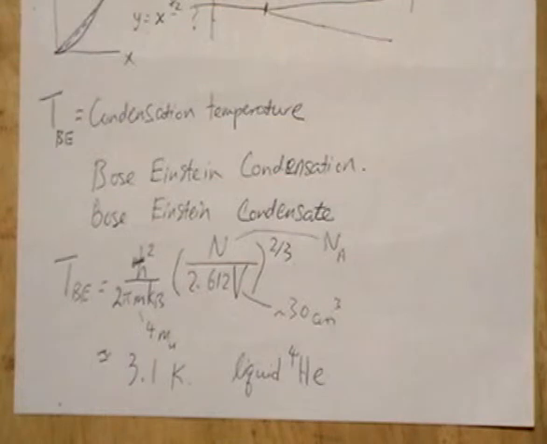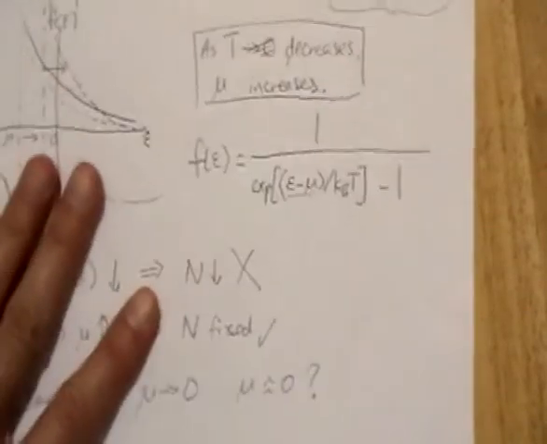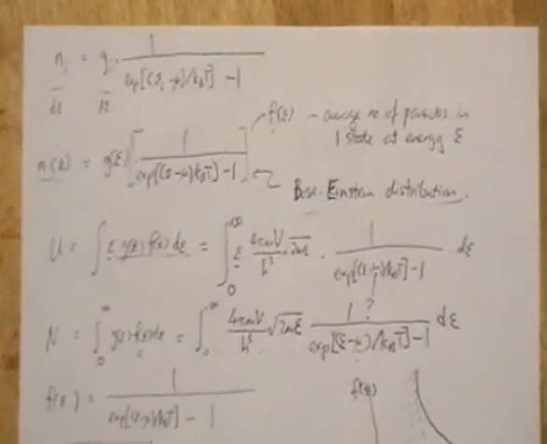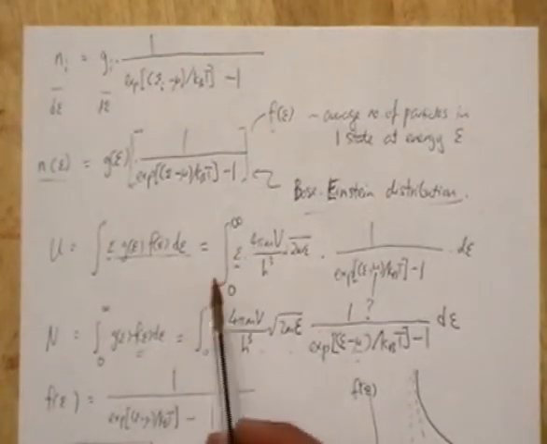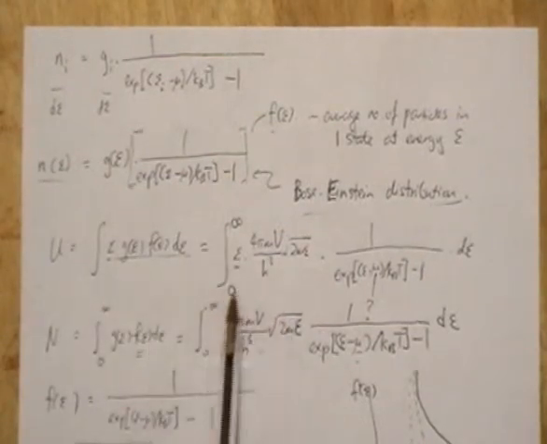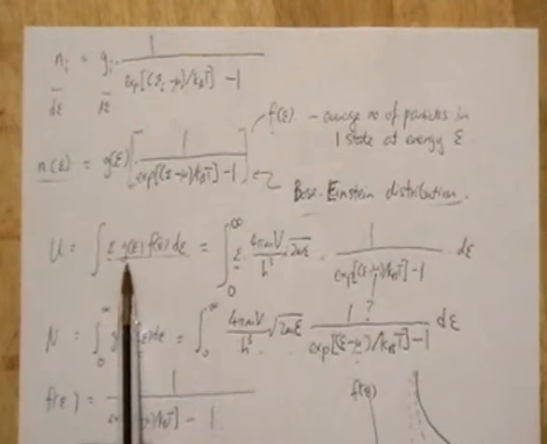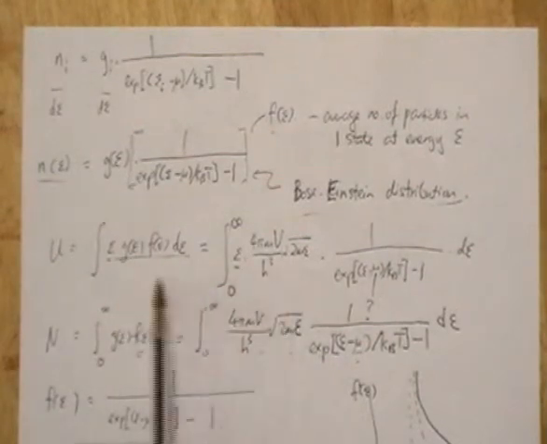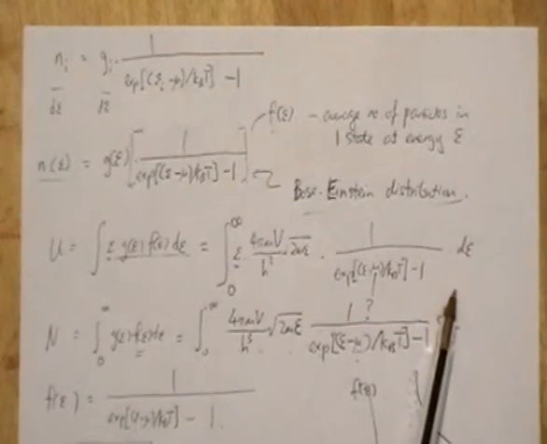Okay, now we are finally ready to calculate the total energy. So let's look at the total energy expression again that we wrote down just now. The total energy expression is given here from this formula. We have written down the density of states expression and the Bose-Einstein distribution.